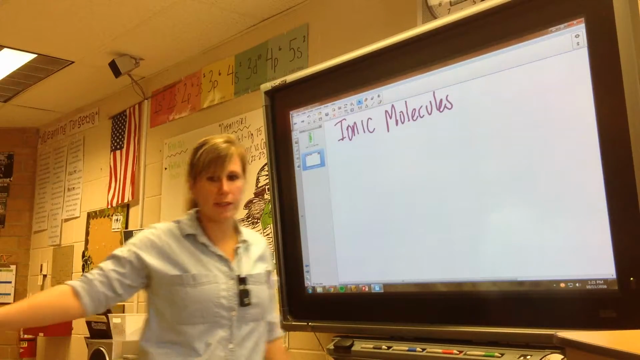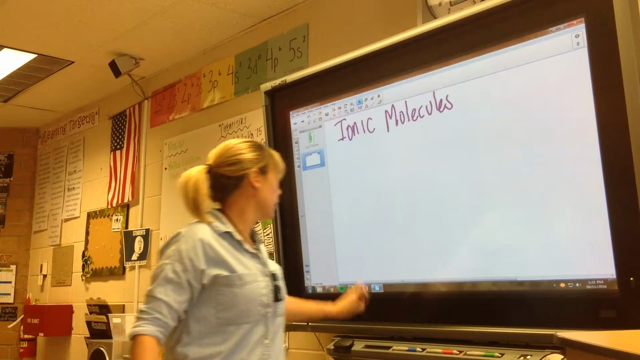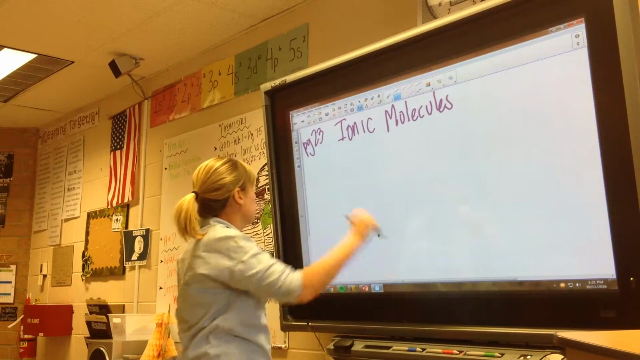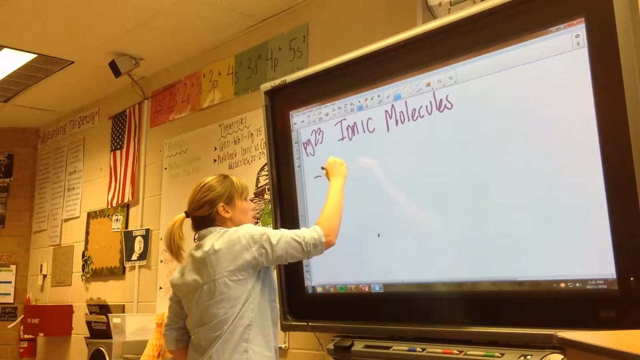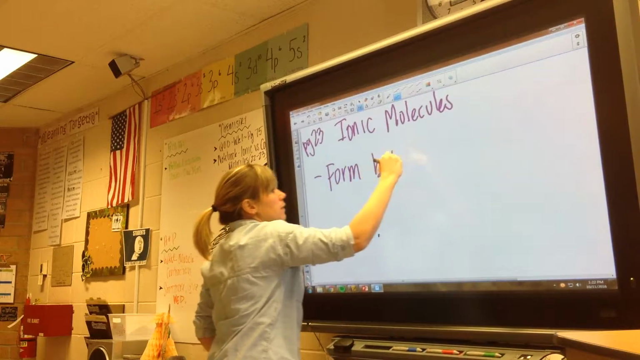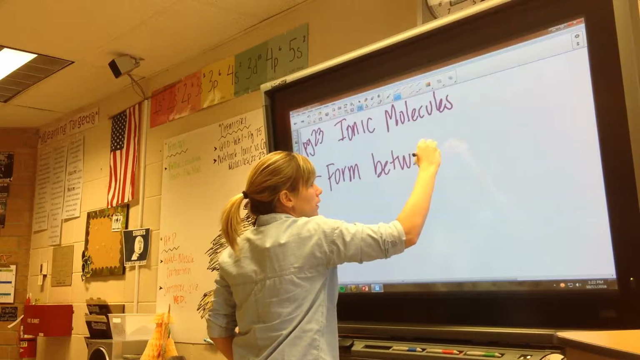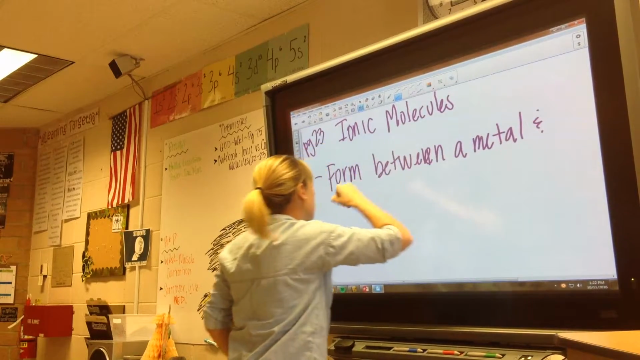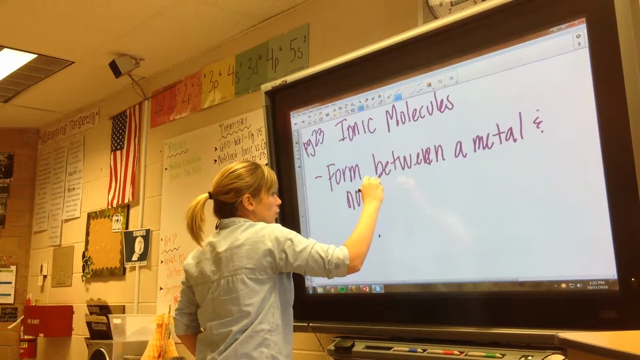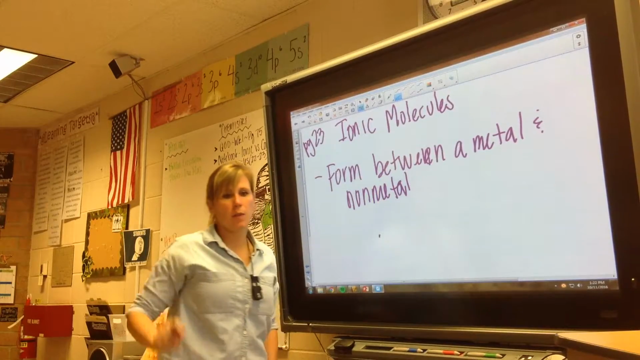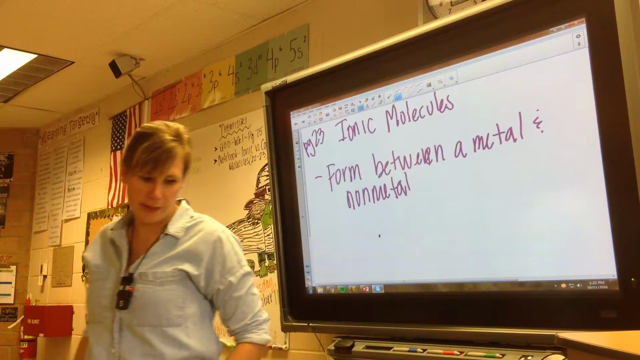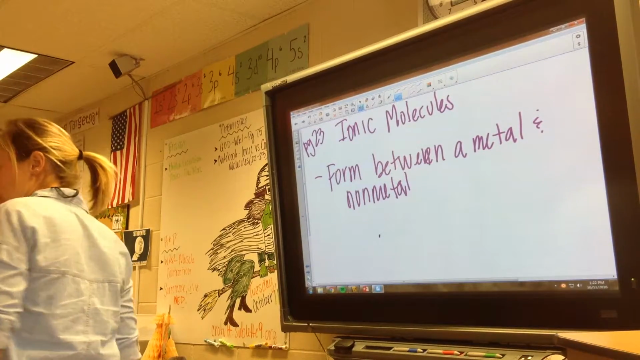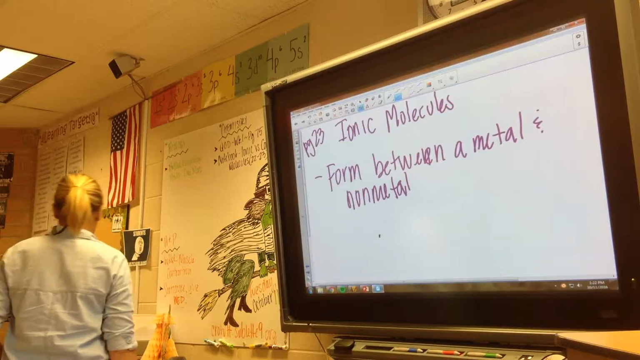We'll talk more about what these are later. We haven't really gotten into that yet. We will, don't worry. Ionic compounds are going to form between a metal and a non-metal. The metal will always be listed first. So if you look at a formula and the very first element listed is not a metal, with the exception of hydrogen, we'll talk about that in a second. If the very first element listed is either hydrogen or a metal, it's going to be ionic.